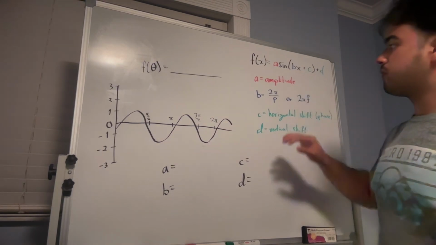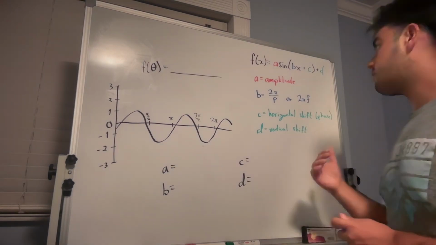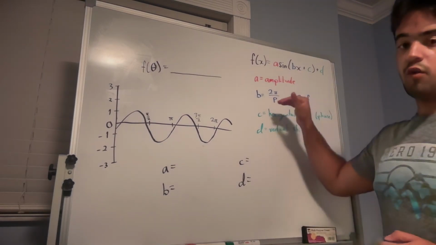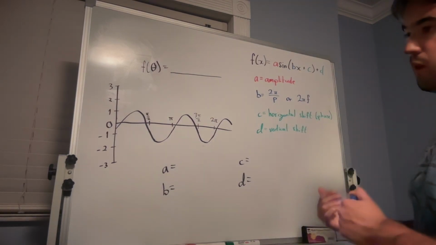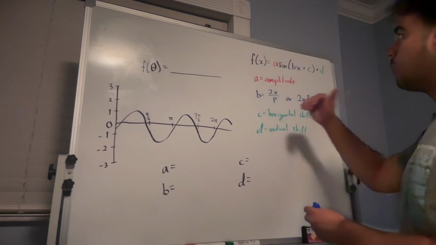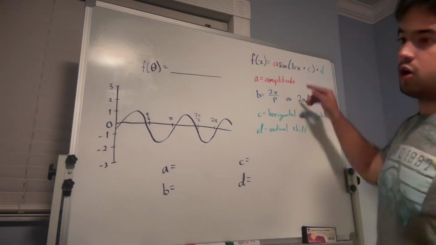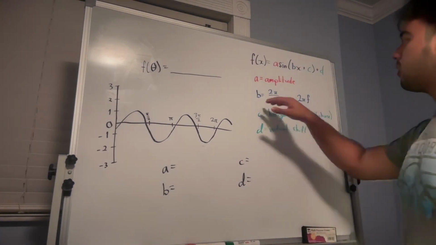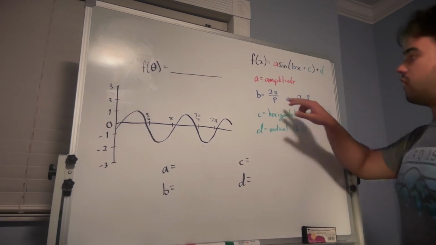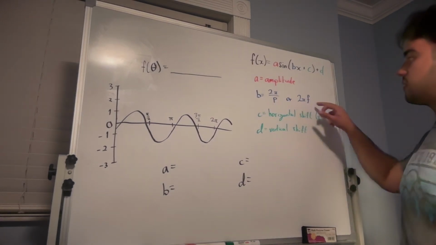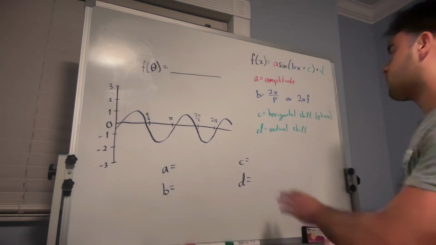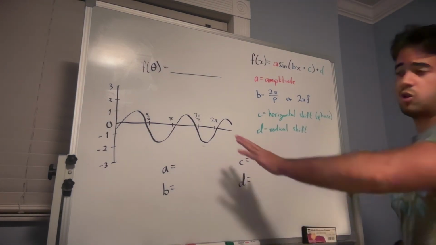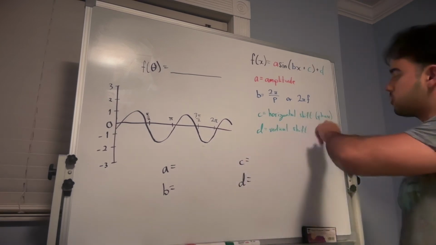Our b value is when we divide 2 pi over the period of our function. Right, when we had the period of our function, the period was 2 pi. So 2 pi divided by 2 pi was 1, which is why we had 1 on our original sine function. We can also use that b is equal to 2 pi times the frequency in order to find our b value.